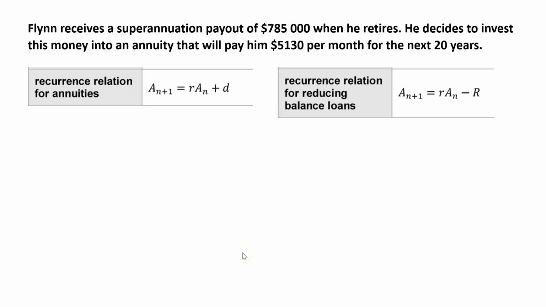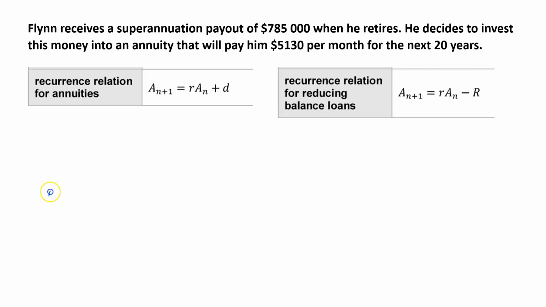Flynn receives a superannuation payout of $785,000 when he retires. He decides to invest this money into an annuity that will pay him $5,130 per month for the next 20 years. And we're going to look at how we might model that situation using a recurrence relation.